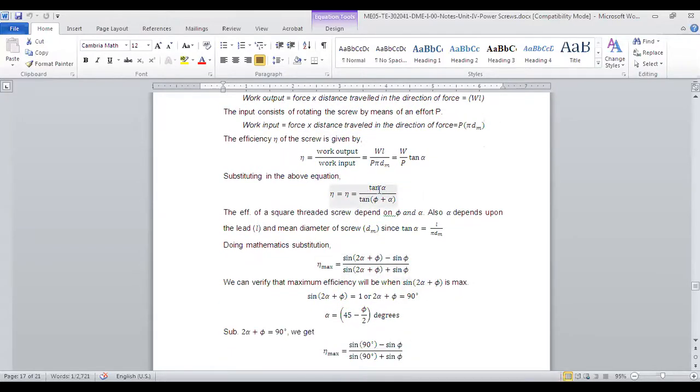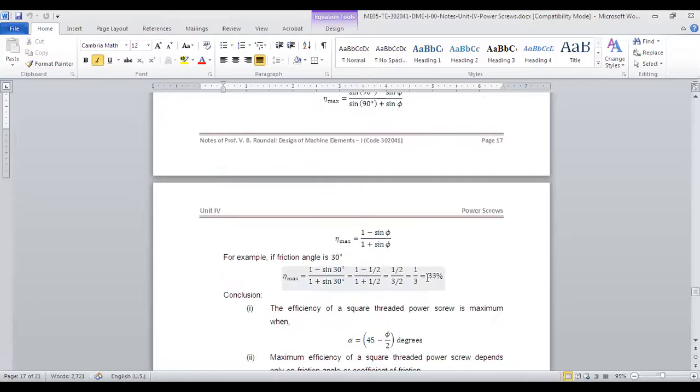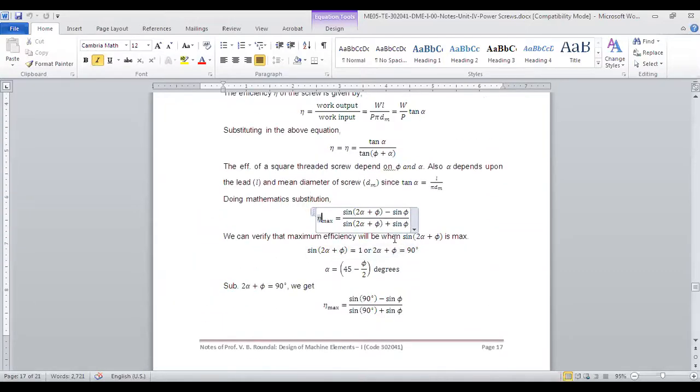Now tan alpha will be sin alpha upon cos alpha, and tan of phi plus alpha will be sin of phi plus alpha upon cos of phi plus alpha. We can do this substitution, use some mathematical identities, and get the efficiency equation as sin of 2 alpha plus phi minus sin phi upon sin of 2 alpha plus phi plus sin phi. These are the same two equations, only with the mathematical substitution. I have removed that part because I don't want to spend time on it.